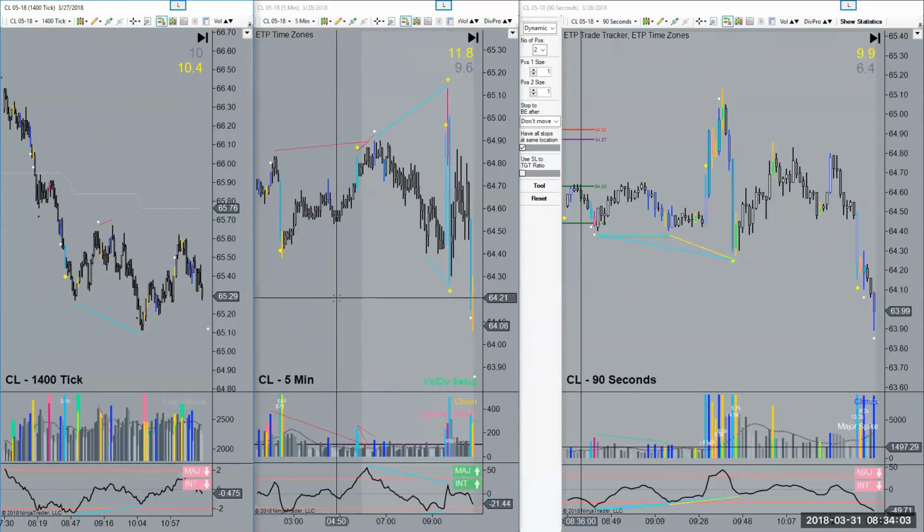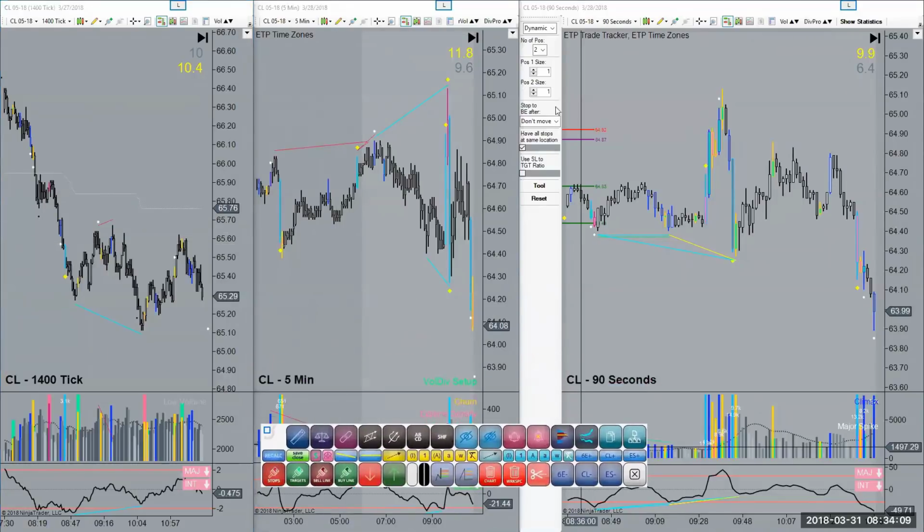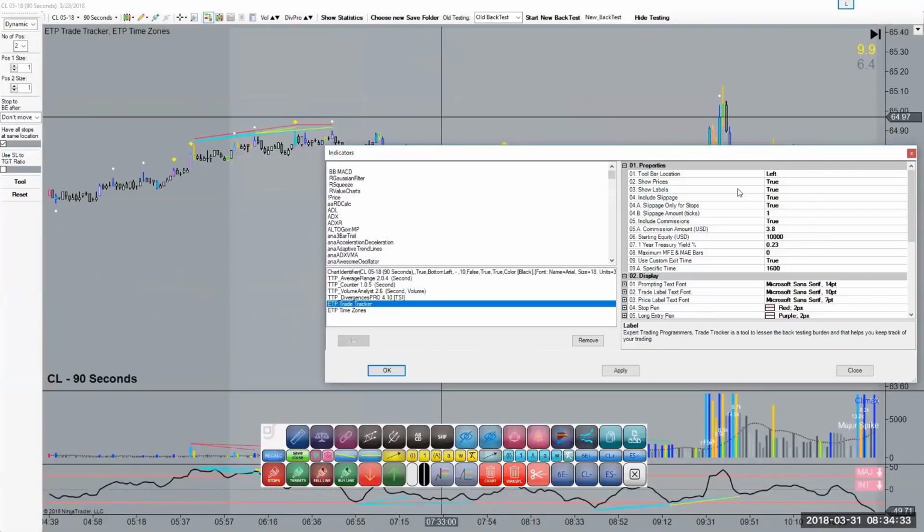All right, so we're going to start with Monday. And the way that I'm doing this here, let me reset everything. Okay, let me just walk you through how I've added the trade tracker. First, I'm putting it here on the left so that you guys can see all three charts on one screen, and I don't have to flip around here. I'm going to show the prices, the labels of the entries and exits and the stop and everything.